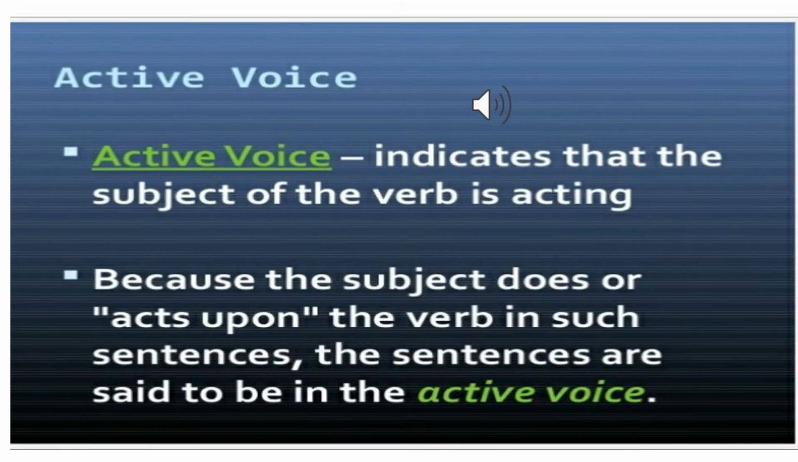When the subject of a sentence performs the verb's action, we say that the sentence is in the active voice. Sentences in the active voice have a strong, direct and clear tone. Here are some short examples of active voice.